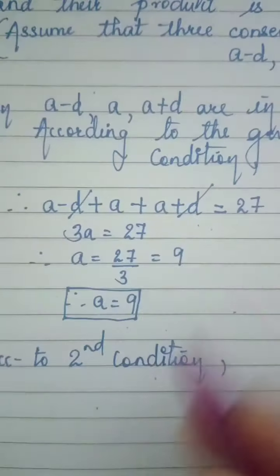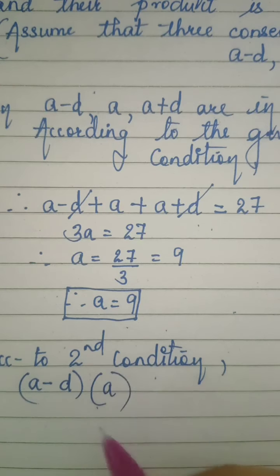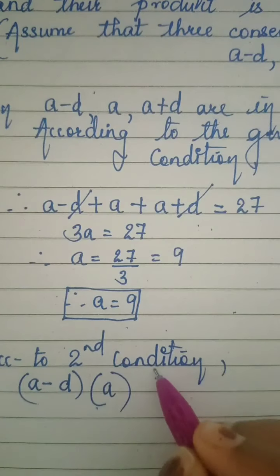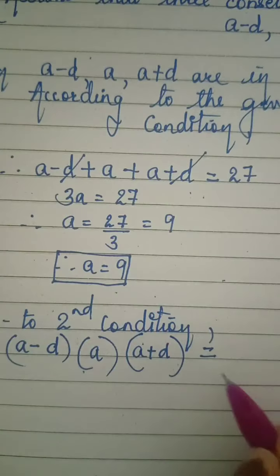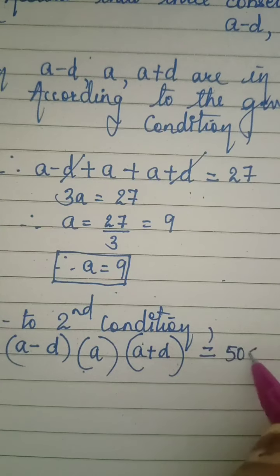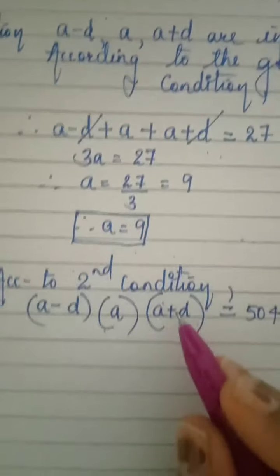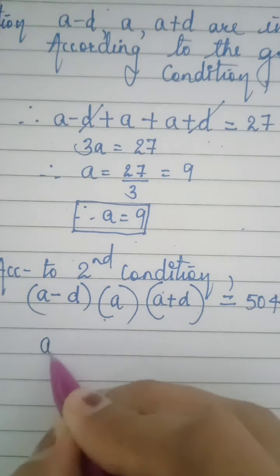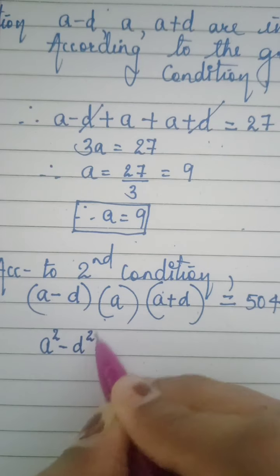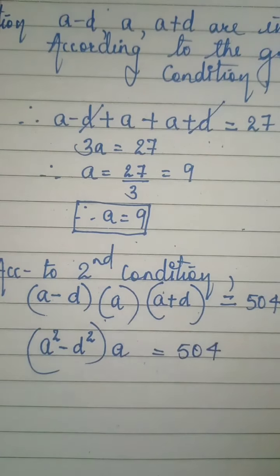First term: A minus D, multiplied by A, the second term, and the third term is A plus D. When you multiply, the product is 504. So A minus D times A times A plus D is equal to 504. Somewhere I have heard, from 8th and 7th standard, that A minus D times A plus D is A square minus D square, and what is left out is A, equal to 504.